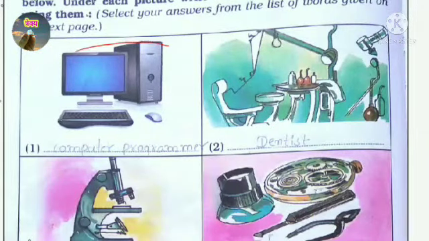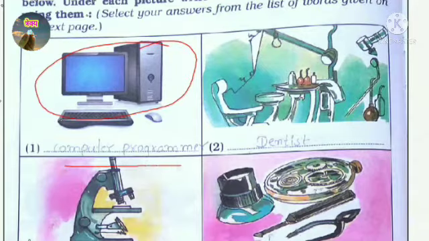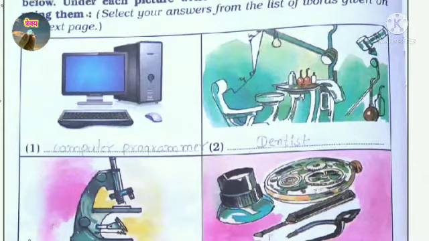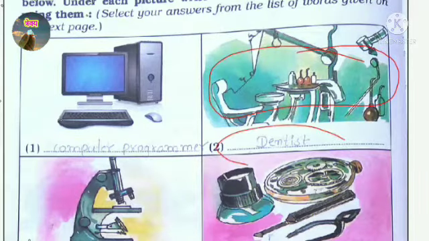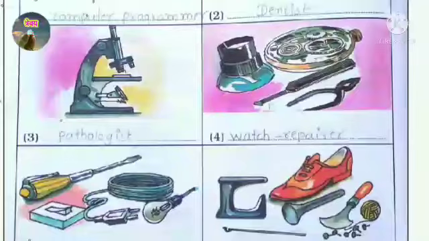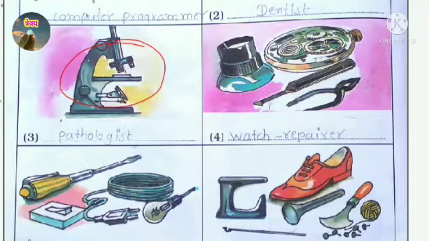Here is the instrument which is called a computer, and the occupation for computer is computer programmer. Next picture. These all equipment are used by a dentist. Next picture. Microscope is useful for a pathologist.